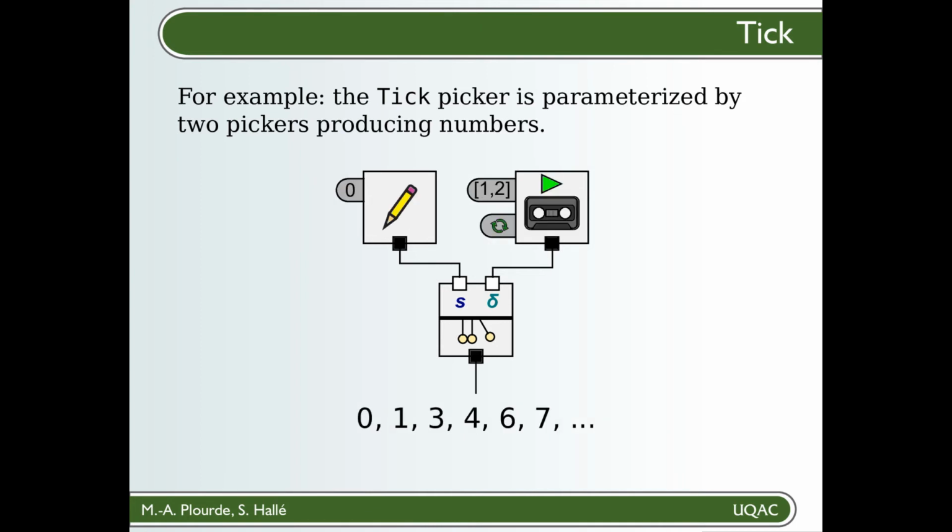If we put s back to 0, but replace delta by a playback picker, repeatedly enumerating the values 1 and 2, this time we get the sequence 0, 1, 3, 4, 6, 7, etc. Each value alternates between an increment of 1 and 2 with respect to the previous one.